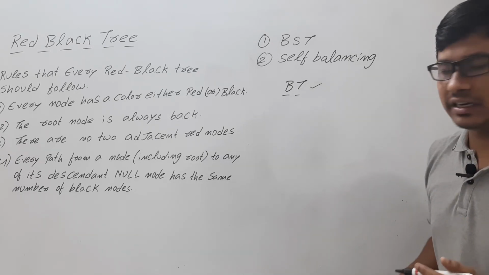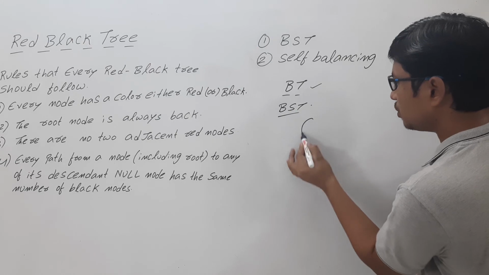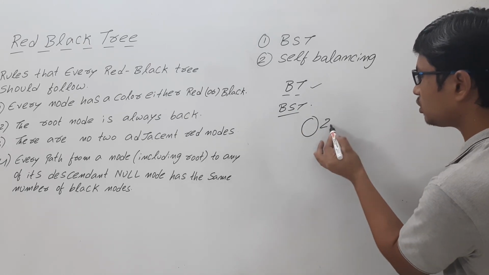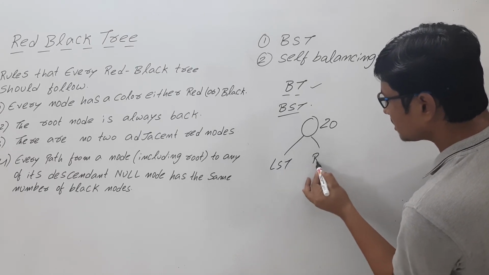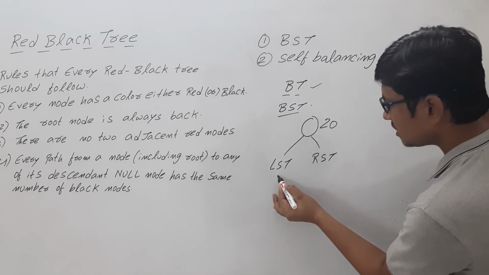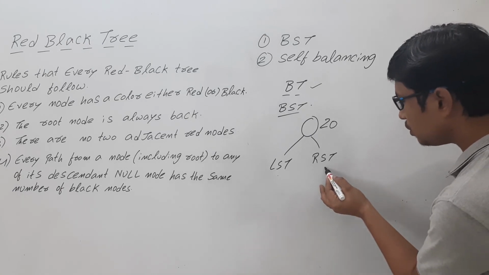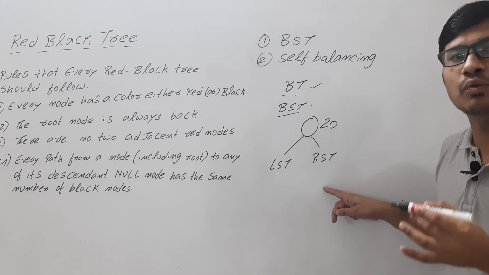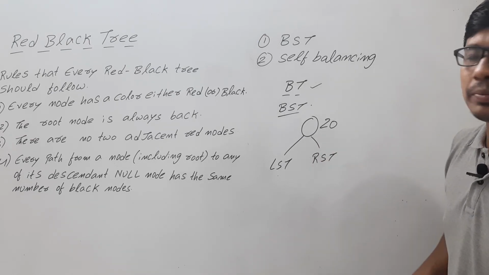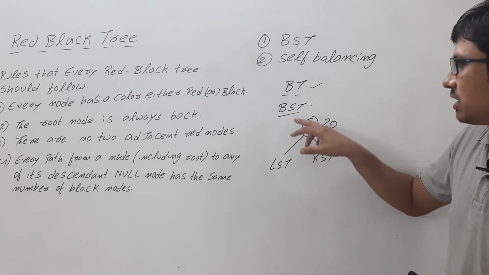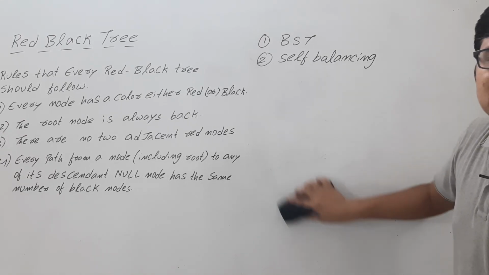Once I have a binary tree, then what is a binary search tree? In the binary search tree, let's take that a node has a value of 20. Now this node will have a left subtree and a right subtree. The nodes in the left subtree should have values less than 20, and the nodes in the right subtree should have values greater than 20. Is it clear? If it is satisfying this property, then such a binary tree I will call a binary search tree.